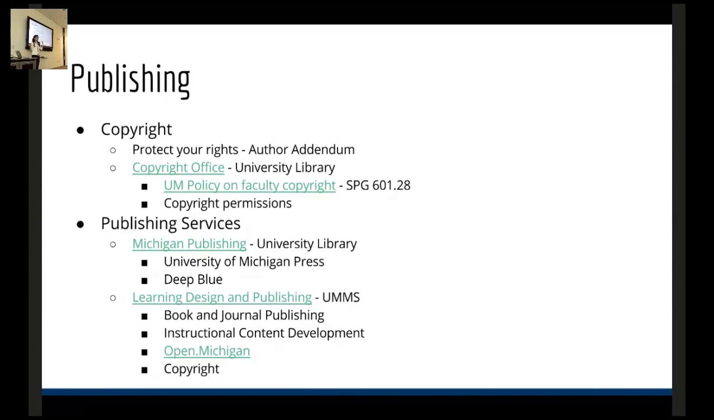We also have several publishing services on campus. Michigan Publishing is based within the university library system. It houses the University of Michigan Press, because we actually still have one, and Deep Blue, our institutional repository. Then Learning, Design, and Publishing within HITS and the medical school also can help you with book and journal publishing, and they've recently launched a couple of new journals, open access actually. They can help you with instructional content development, and they can guide you through Open Michigan, your open educational one-stop shopping, as it were. So you can talk to them. And as I said, Molly can also guide you on copyright issues.